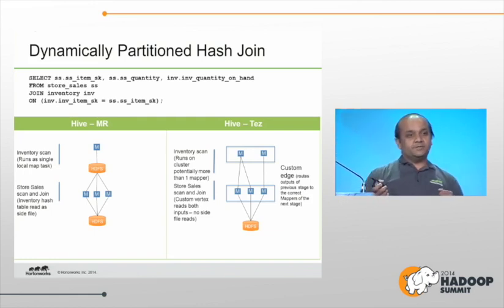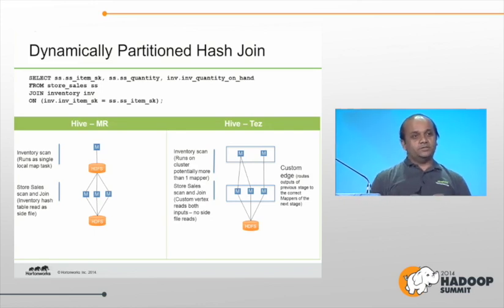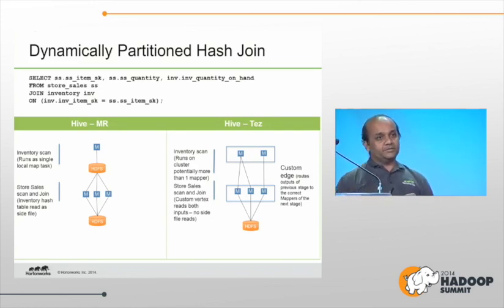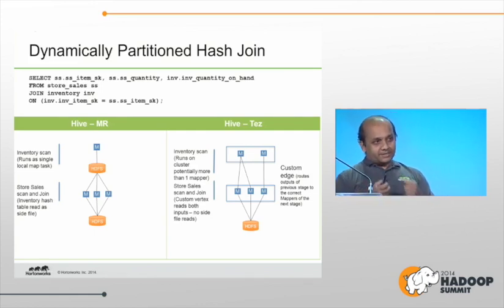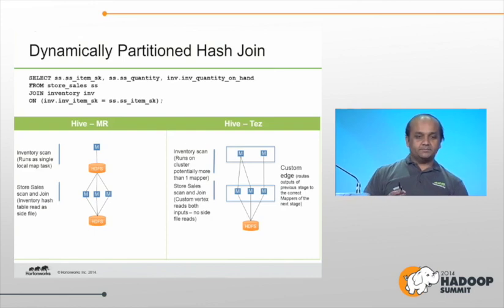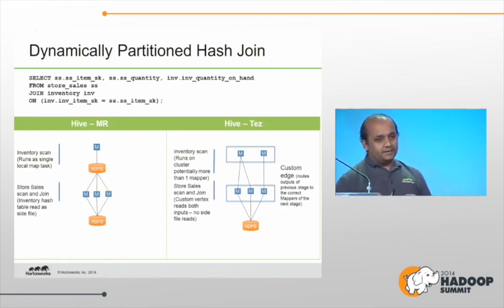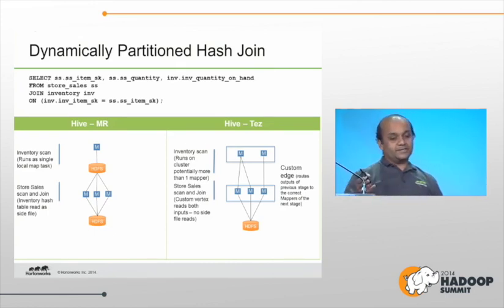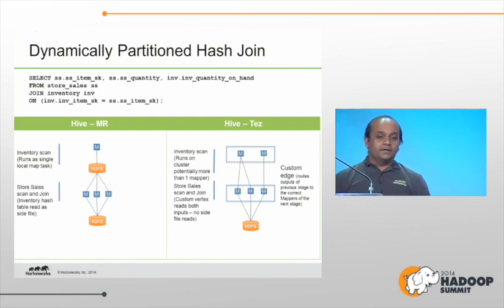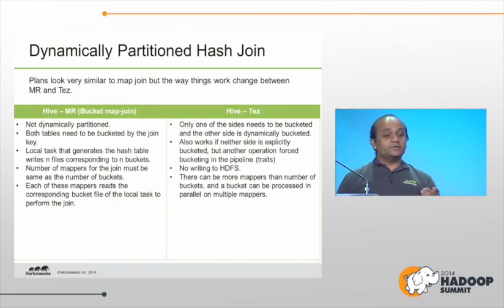The hash tables for each bucket can be computed in parallel across the cluster, and are streamed to the mappers on the subsequent stage. And this streaming is a broadcast-like streaming, but it uses a custom edge because you have to pinpoint which bucket goes where, and then the subsequent stage does the join.